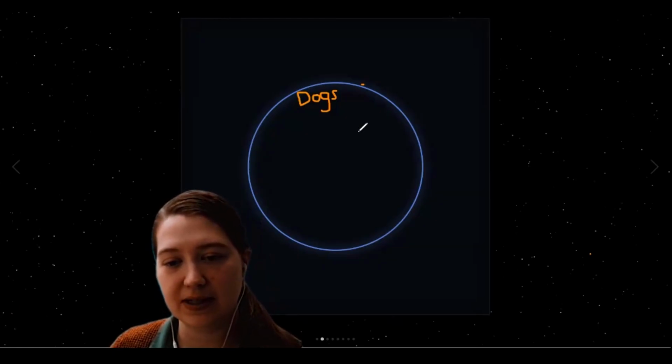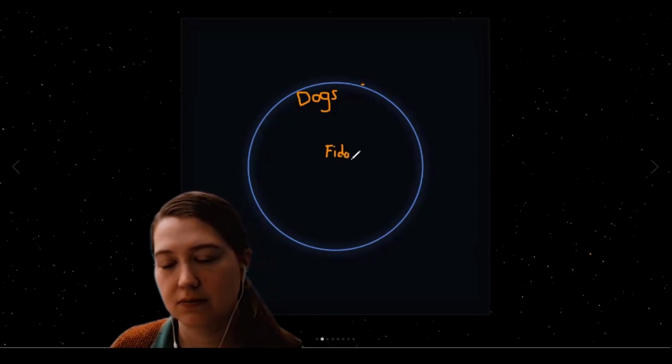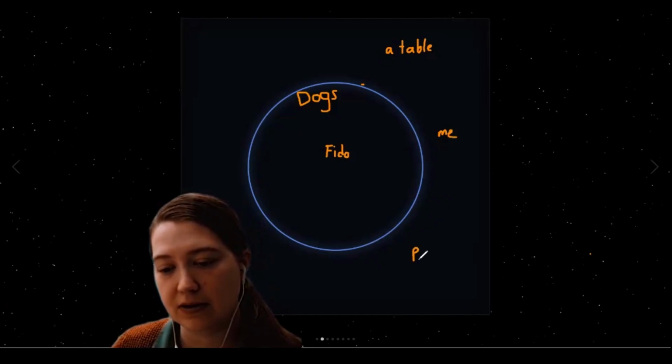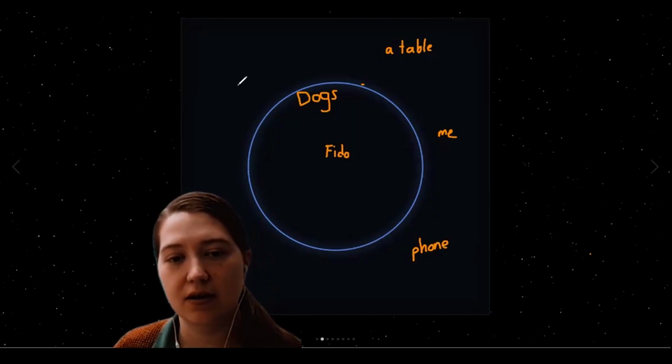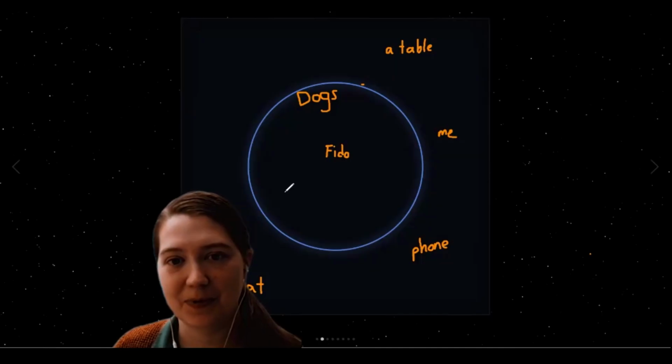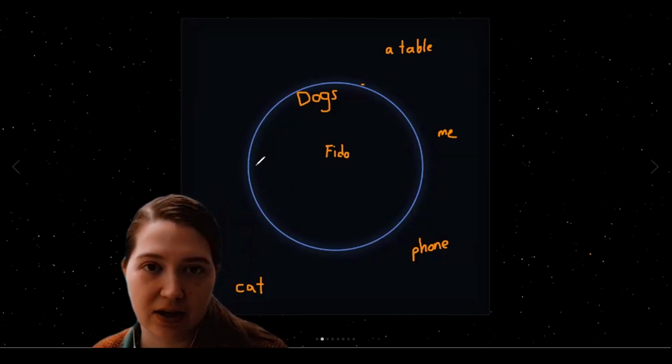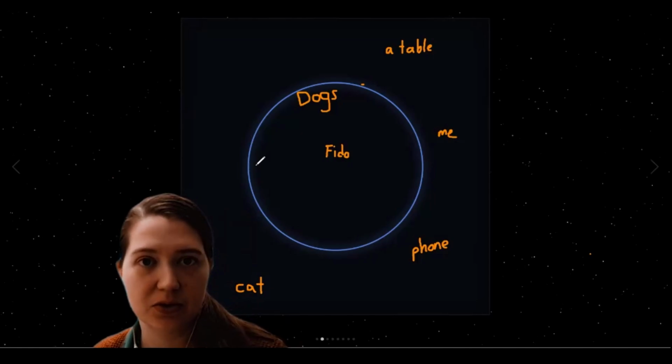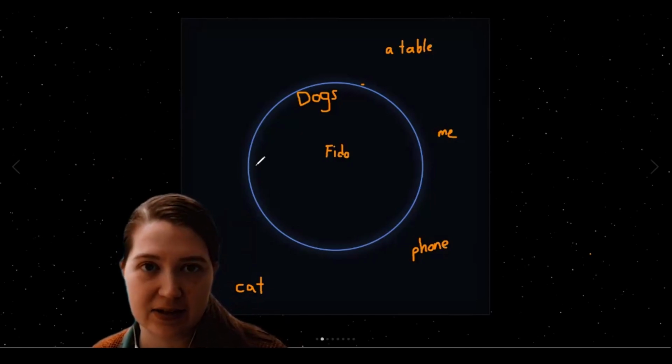All of the dogs I'm going to place inside of this circle. All of the non-dogs I'm going to place outside of the circle. So I just put a table out here. I go out here. My phone goes out here. My house goes out here. Anything that's not a dog belongs outside of the circle. A cat goes out here. Anything that is a dog goes inside. Okay, so that's what the circles are in this system. The circles represent categories or classes of objects.